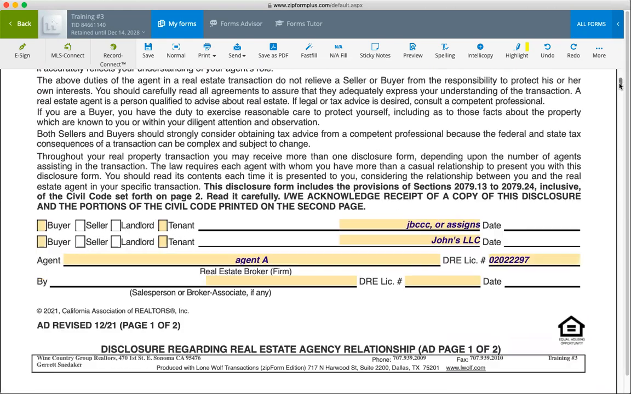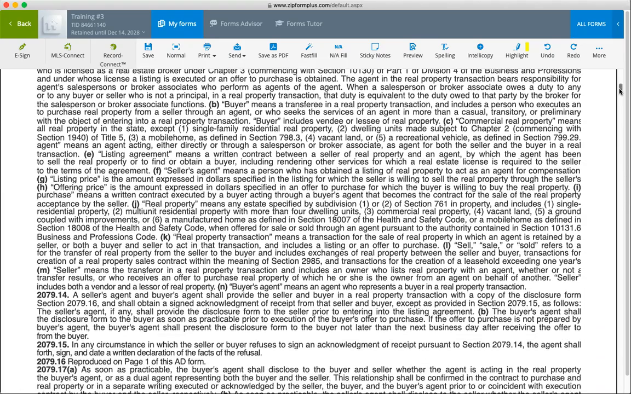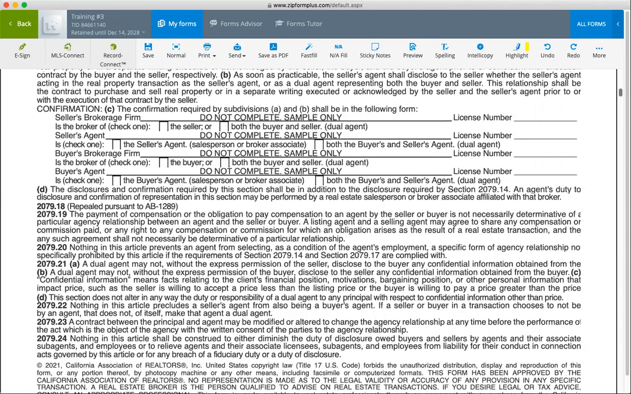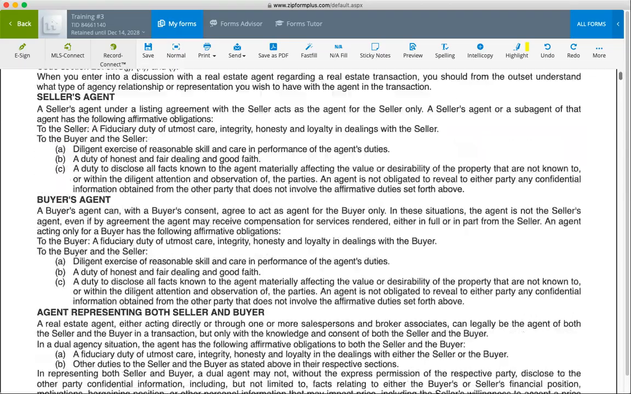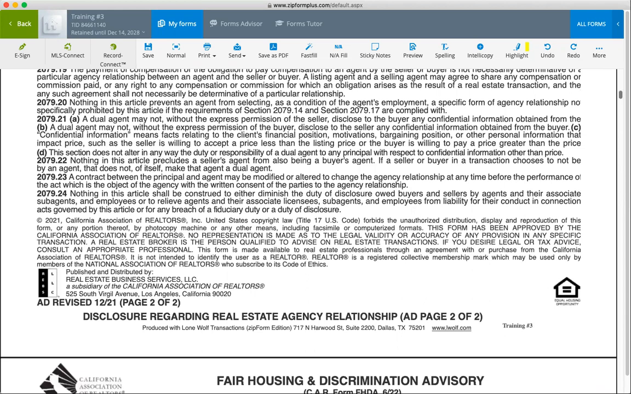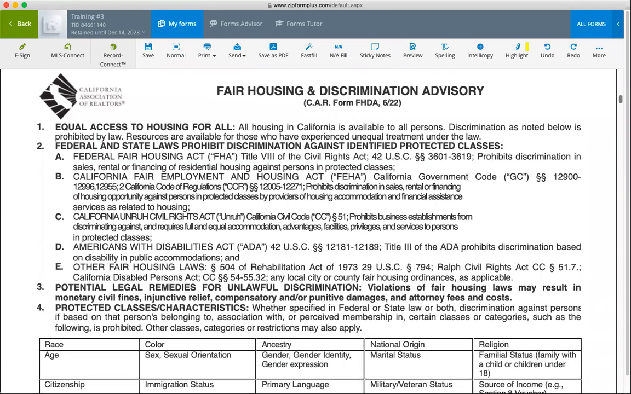That's the agency form. Then on page 2 is the actual law that's in the Civil Code. So if you never read this in its entirety, be sure to read it, and then ask me or Randy or any other experienced agent any questions you might have about it. Okay. Any questions now on that?